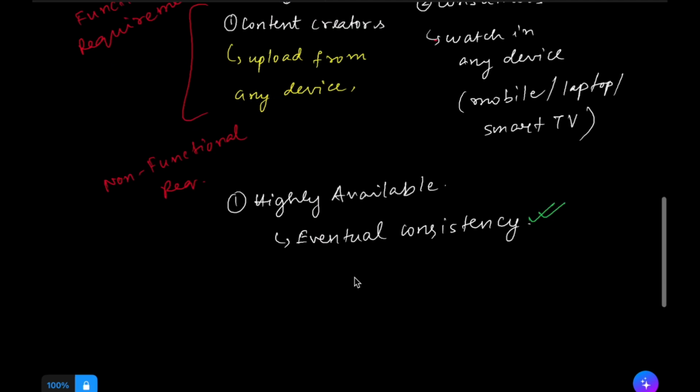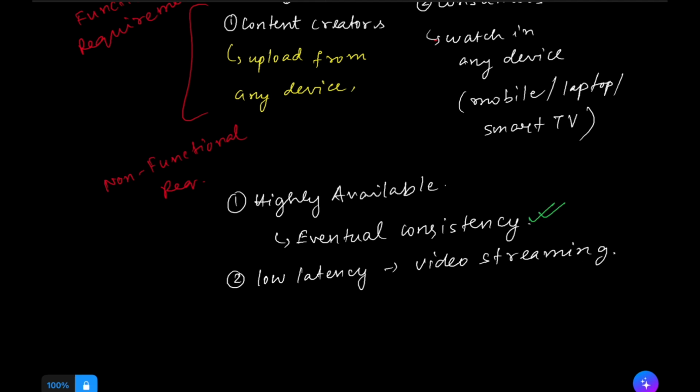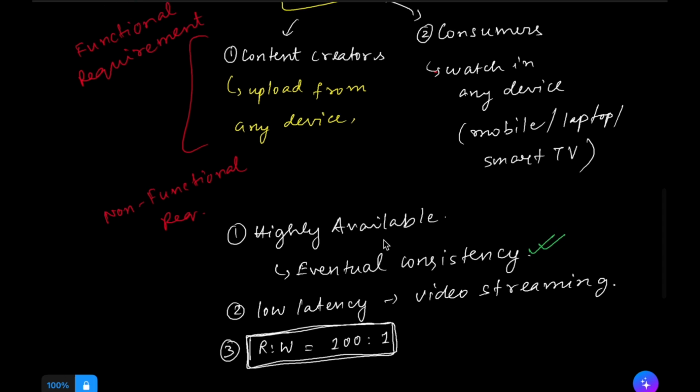And the second thing is that there should be low latency in video streaming, along with high availability. And since our application is read heavy, let's suppose the read to write ratio is 100:1. For every 100 users watching a particular video, one user, a creator basically, uploads a video to the YouTube service. So these are the functional and non-functional requirements.